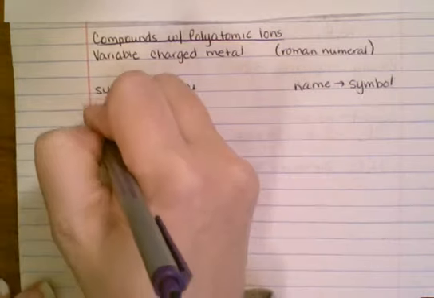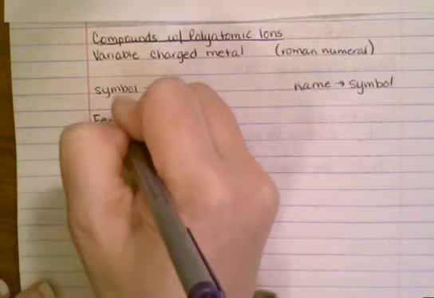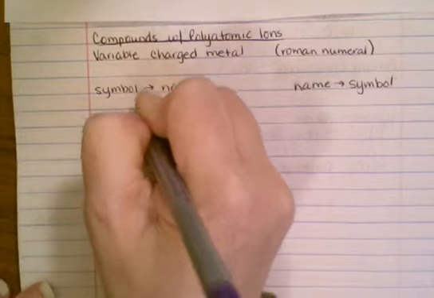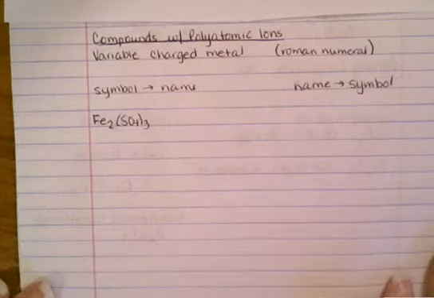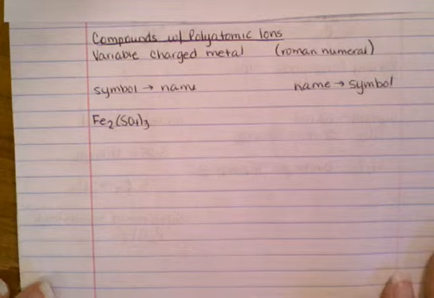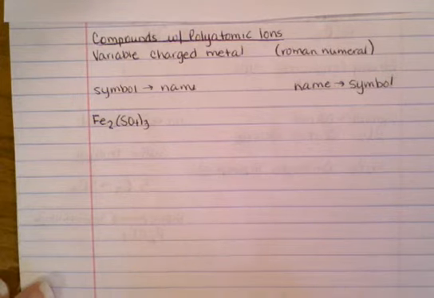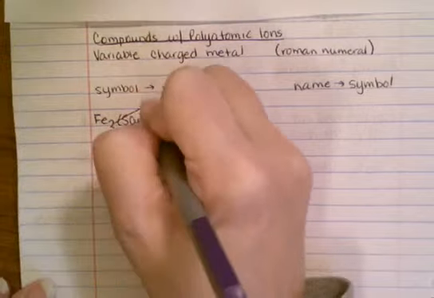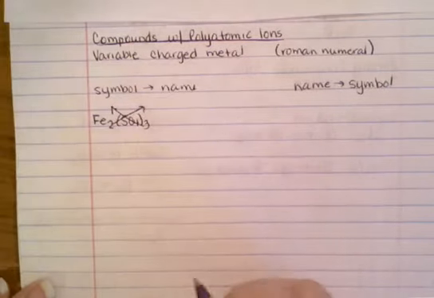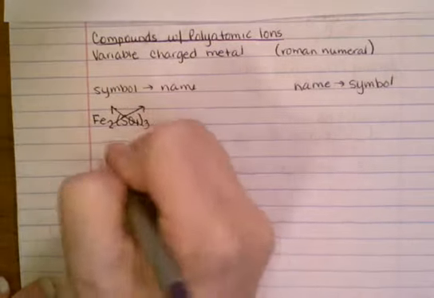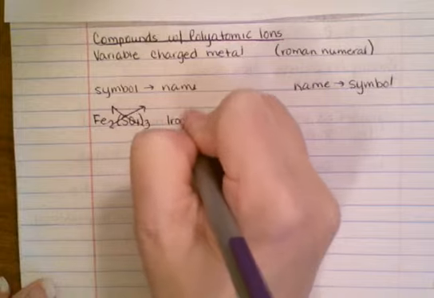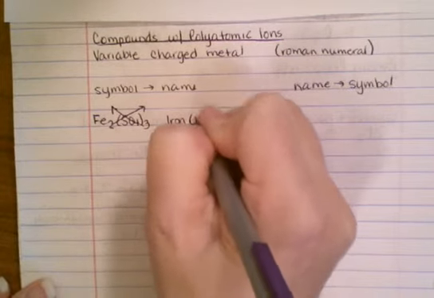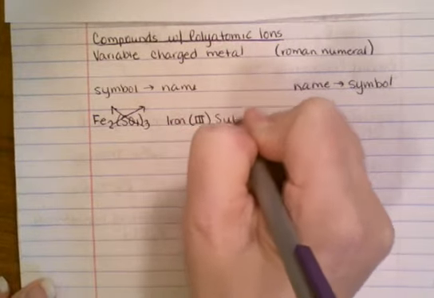What if I have Fe2(SO4)3? I need to know what the charge on iron is because it's a variable charge. So when we wrote these out, we crisscrossed down to the subscripts. Now we want to find the charges, so we're going to undo those subscripts. So this tells me this is iron(III) sulfate.